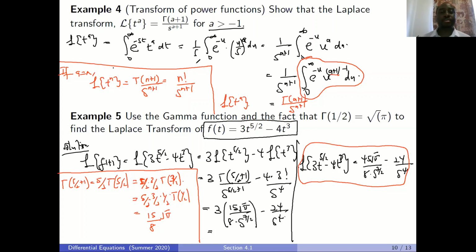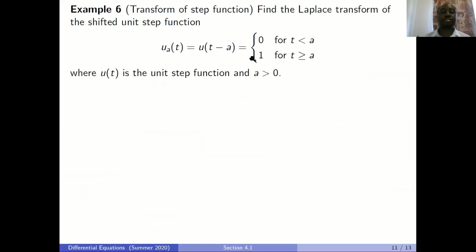Okay, now finally, let's take an actual piecewise continuous function. So far, all the functions whose Laplace transform we've calculated have been continuous functions. But our theorem says that we can find the Laplace transform for a piecewise continuous function that is of exponential order. So here is an example of a piecewise continuous function that is of exponential order.